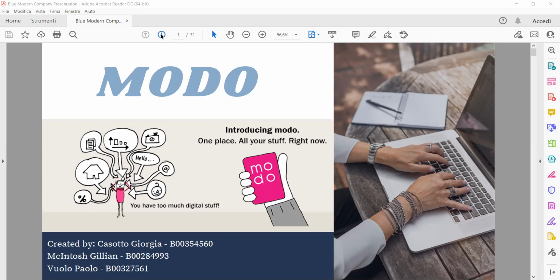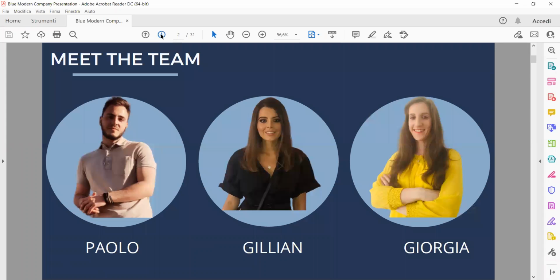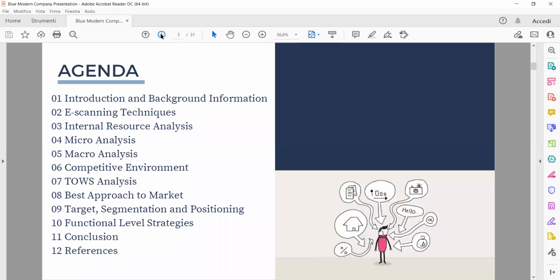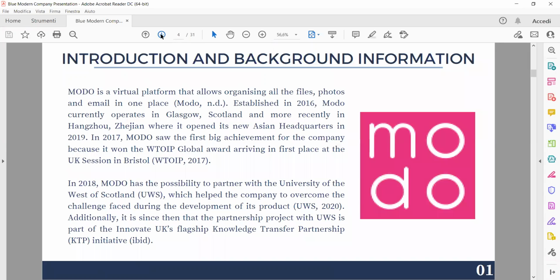Our group, made of myself, Georgia, Gillian, and Paolo, will talk about the MODO Company. The presentation will cover a deep internal analysis and also some specific tools for the micro and macro environment. MODO was founded in 2016 in China, but nowadays it also operates in Scotland, USA, and aims to expand to other countries in the Middle East.